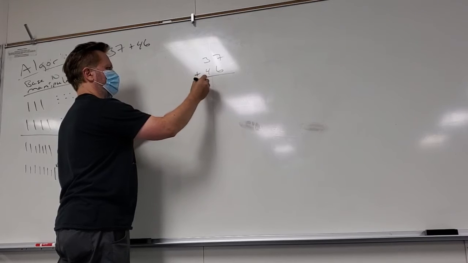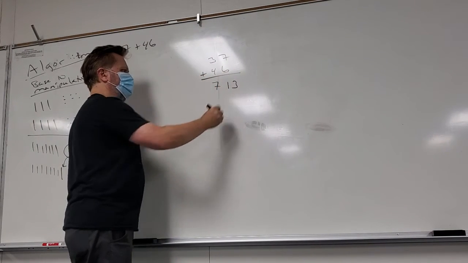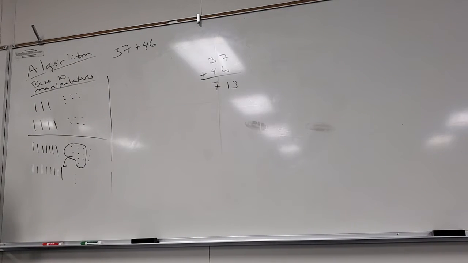3 and 4 is 7. 7 and 6 is 13, right? All right, so this would be weird. How could you try to describe to somebody that that's not quite right?